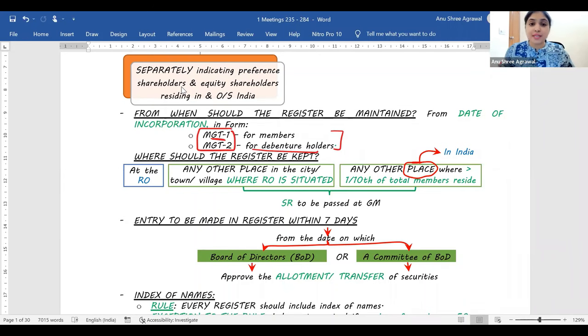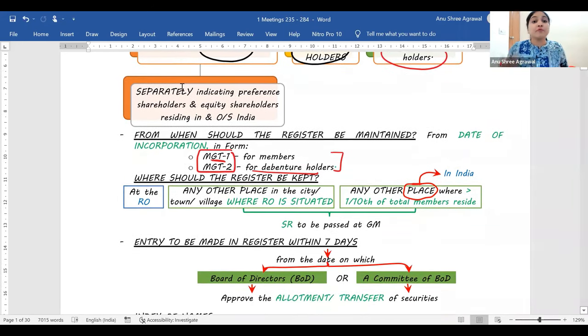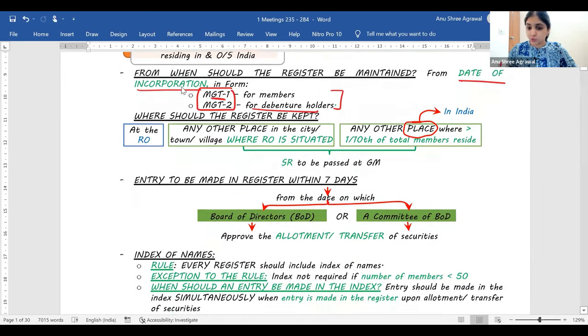So every company has to maintain a separate register of members, a separate register of debenture holders, and a separate register of each kind of security holders. From when should it maintain this register? It will have to maintain this register from the beginning, from the date of incorporation. In what form? Register of members in form MGT1, register of debenture holders in form MGT2, right?